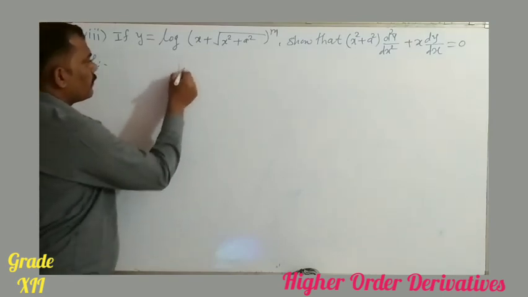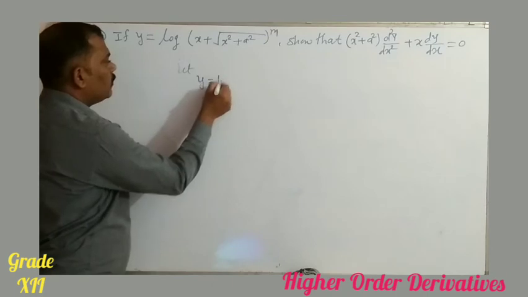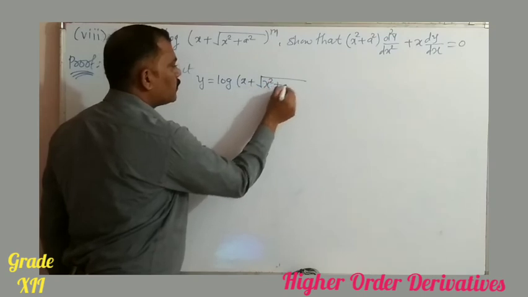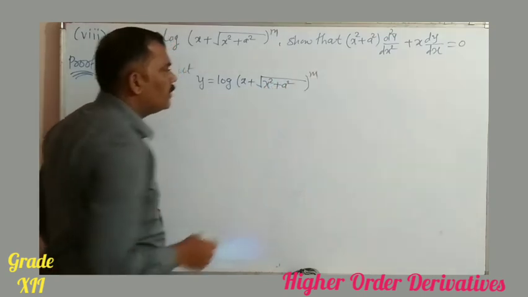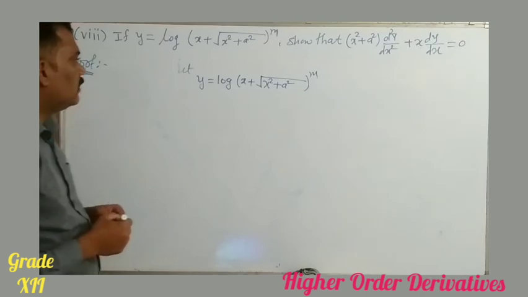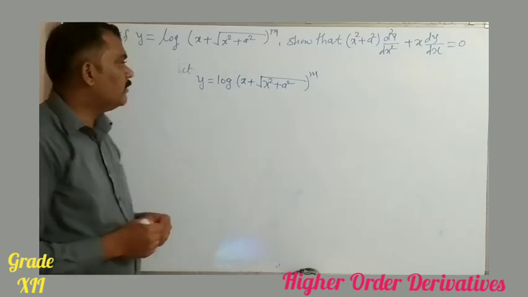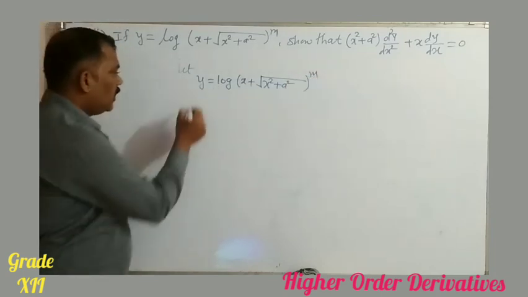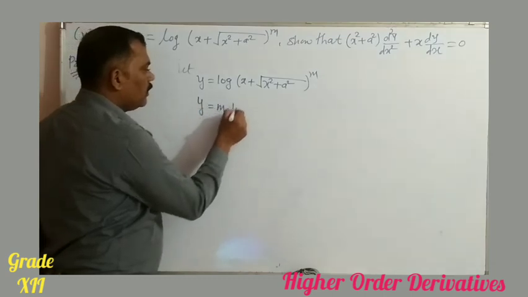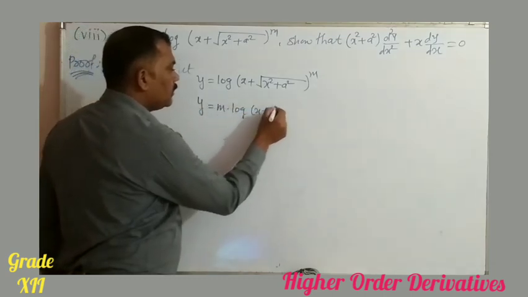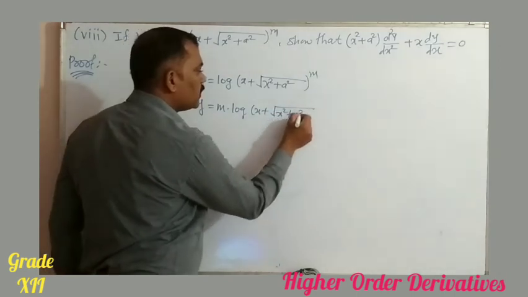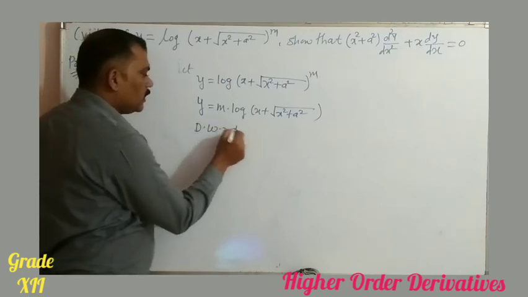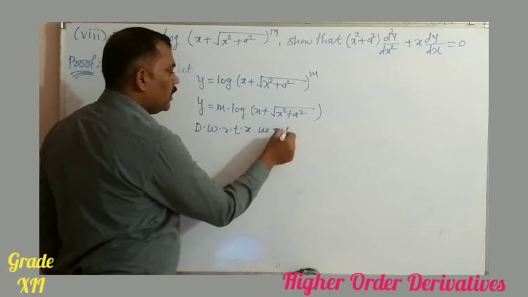Let y is equal to log of x plus root of x square plus a square, raised to m. By using the laws of logarithm, we take this m to multiply the log, so that y is equal to m into log of x plus root of x square plus a square. Now we have to differentiate this with respect to x.